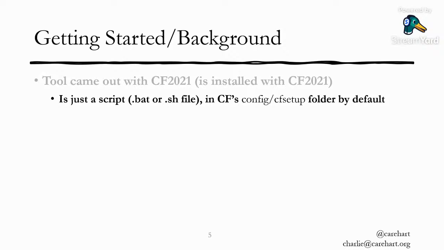So if they put it in the CFusion bin, then they'd have to also put it in each instance's bin. And it's designed to be kind of above that fray. And so it's implemented by default in this config CFSetup folder. That's all you need to know.